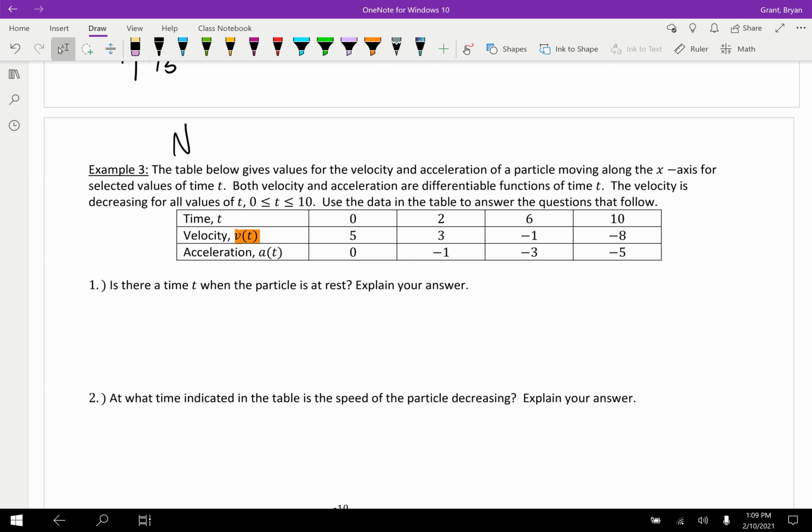The velocity is decreasing for all values. Okay, and decreasing, I think, means the acceleration is negative, right? Because acceleration is the derivative of velocity. Use the data in the table to answer a few questions.